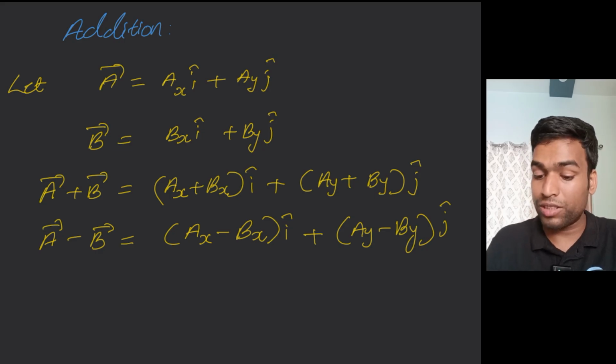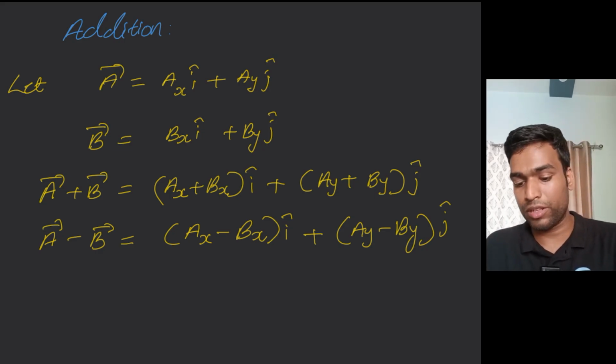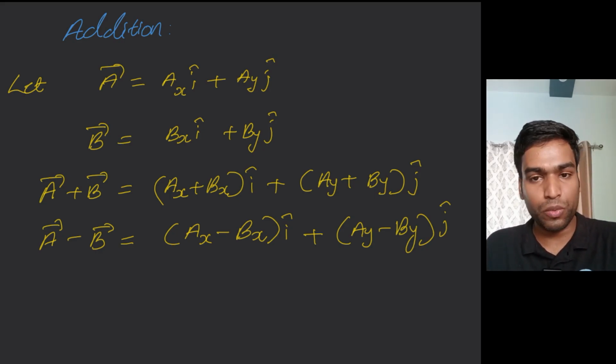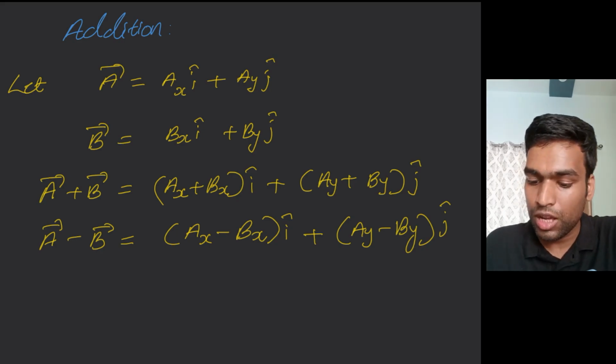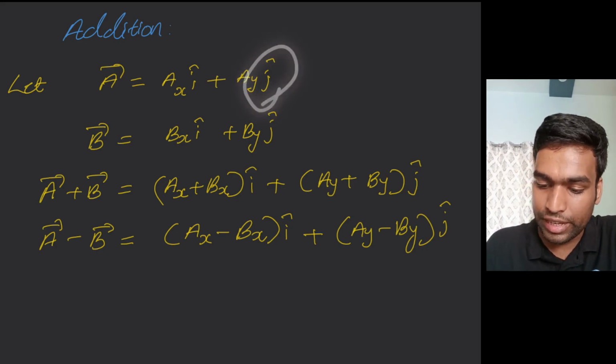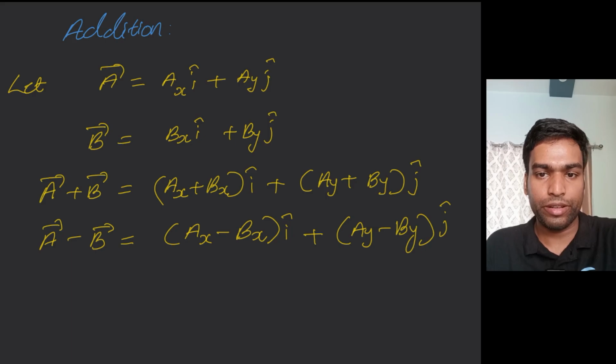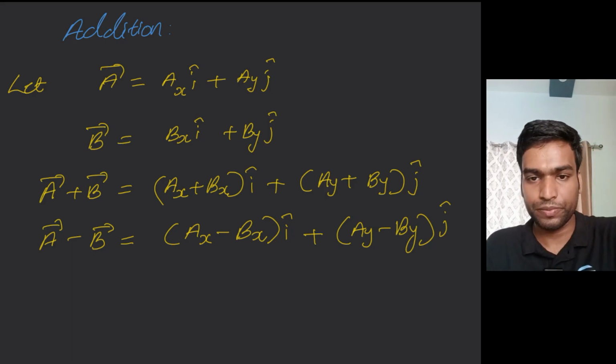Okay, first of all, what is i cap? We have seen this before in the case of one dimension. It's a unit vector in the direction of the x-axis. That means it is directed towards the positive x direction. Now, what is this new guy, j cap? j cap is a unit vector in the positive y direction, right?